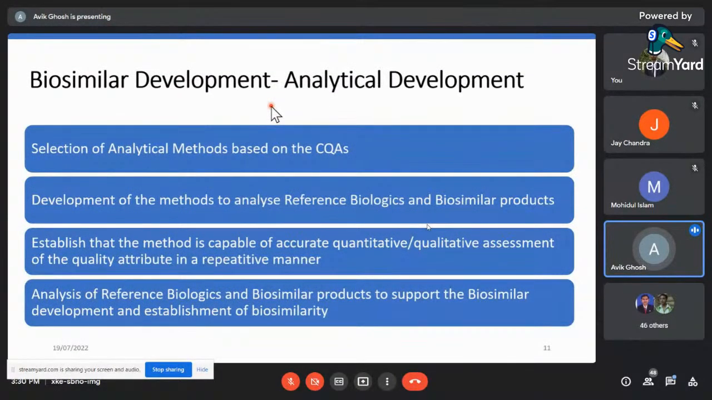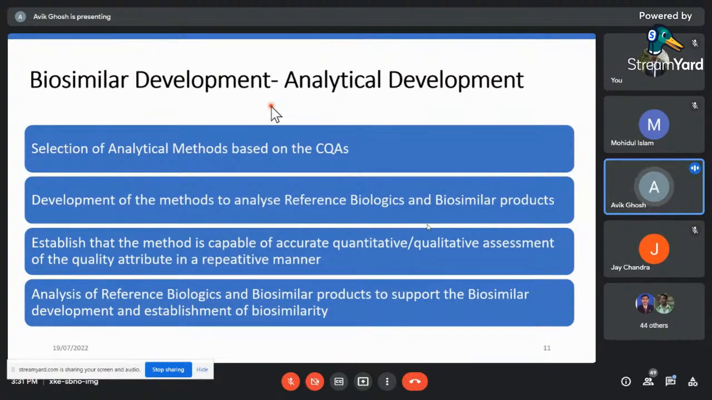Now I'll go by each of the functions. As I mentioned, analytical development is the most important function, because it is involved throughout the development. So basically, once you have set the CQAs, you then select the analytical techniques that can measure the CQA. For example, one of the CQAs is aggregate, so you select size exclusion chromatography to measure that aggregate. Now, you develop a method that is appropriate to analyze the reference biologics and biosimilar product.